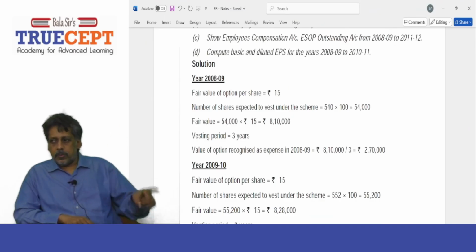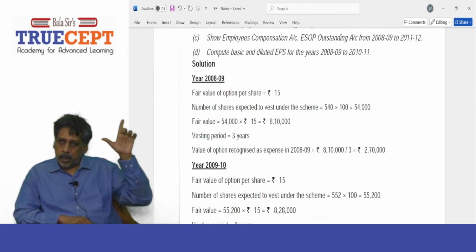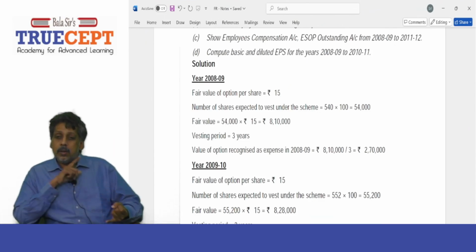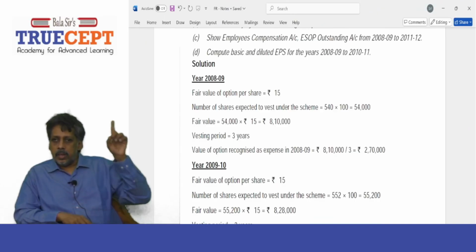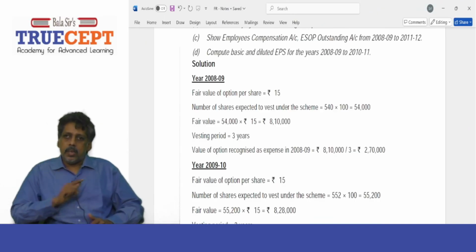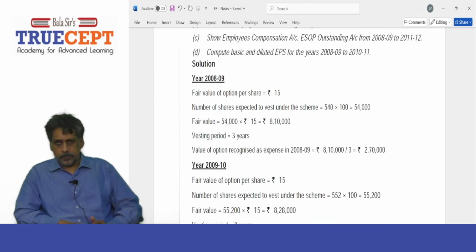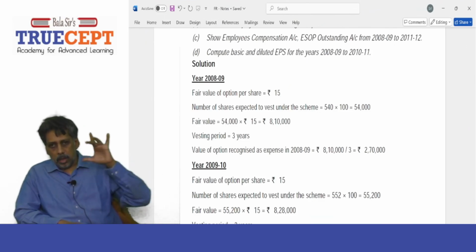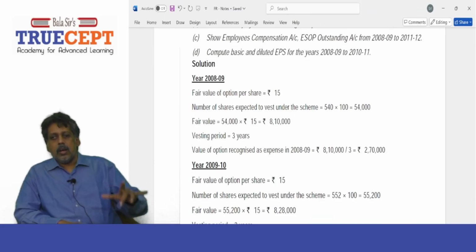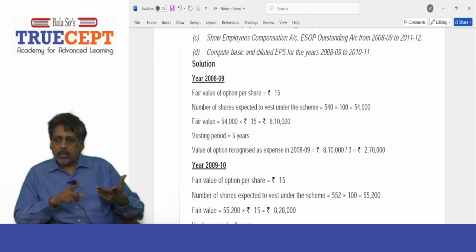So the expense for the first year will be 540 employees into 100 options each into rupees 15, the fair value of one option, that into 1 divided by 3. How much do you get? The fair value is 8,10,000, and that divided by 3 is 2,70,000. 2,70,000 is the expense to be recognized in the first year.